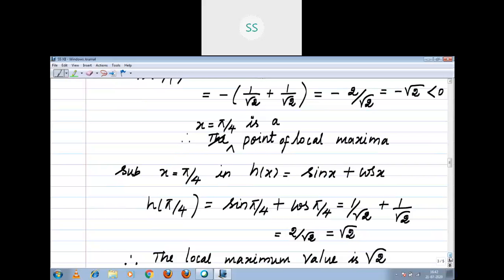I am going to recap. First step, you want to differentiate. Second step, you want to equate with 0. Third step, you want to find the second order derivative. Then the critical point you have to substitute in the second order derivative. If it is negative, less than 0, local maximum. If it is greater than 0, second order derivative greater than 0 means local minimum. Then you substitute the critical point in the function. It will give you local maximum value or local minimum value, right? Based on your second order derivative.